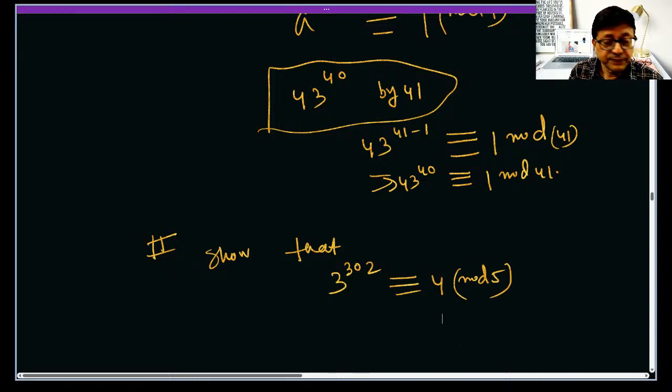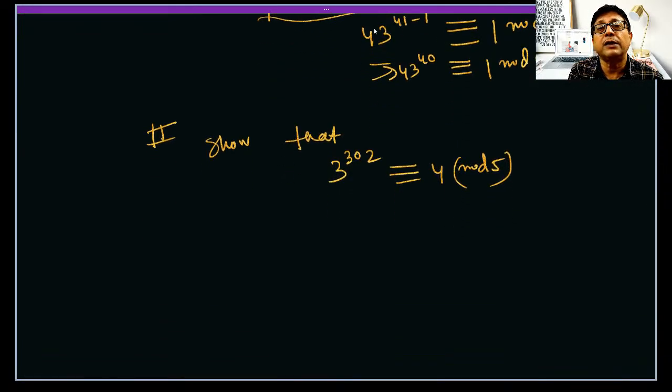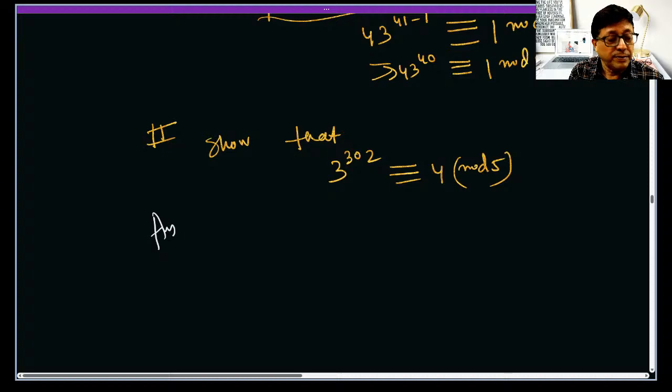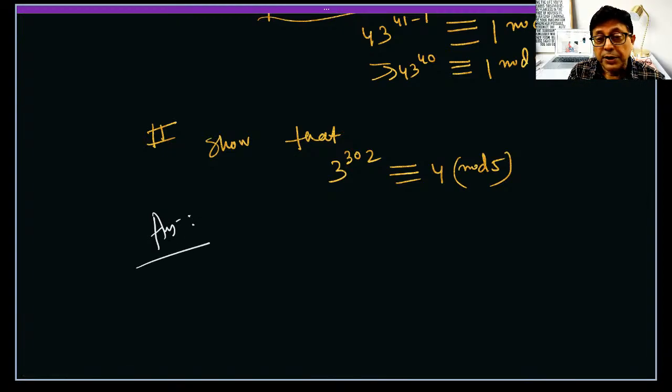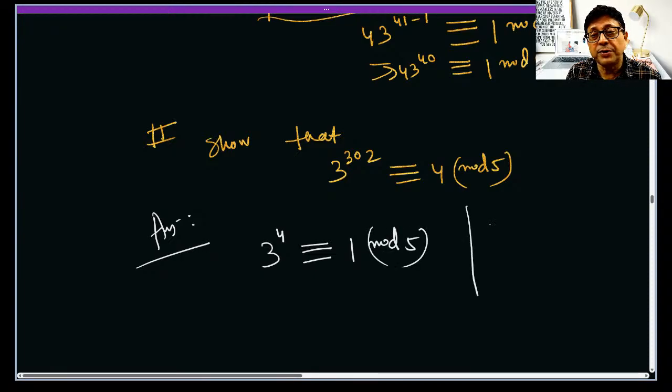Try, think first. I give you one clue here, then you complete the proof yourself. Just observe and make this observation: 3 to the power 4 is congruent with 1 mod 5. Why? By Fermat's theorem, 3 to the power 5 minus 1 is congruent with 1 mod m. Okay?